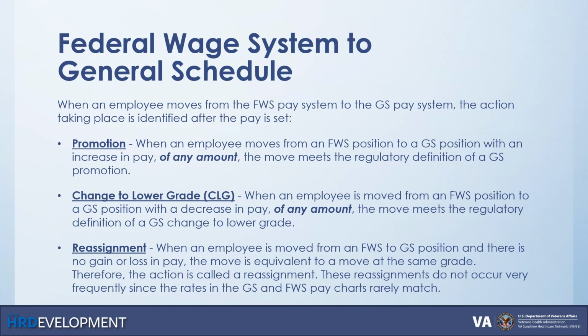Change to lower grade. When an employee is moved from an FWS position to a GS position with a decrease in pay of any amount, the move meets the regulatory definition of a GS change to lower grade. Reassignment, when an employee is moved from the FWS to a GS position and there is no gain or loss in pay, the move is equivalent to a move at the same grade. Therefore, the action is called a reassignment. These reassignments do not occur very frequently since the rates in the GS and FWS pay charts rarely match.